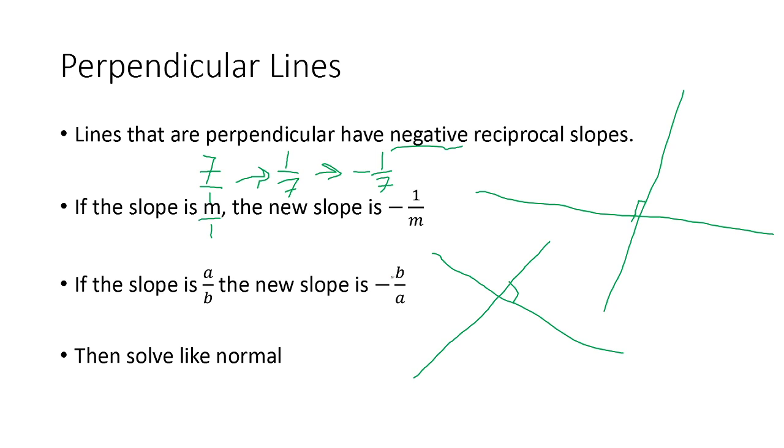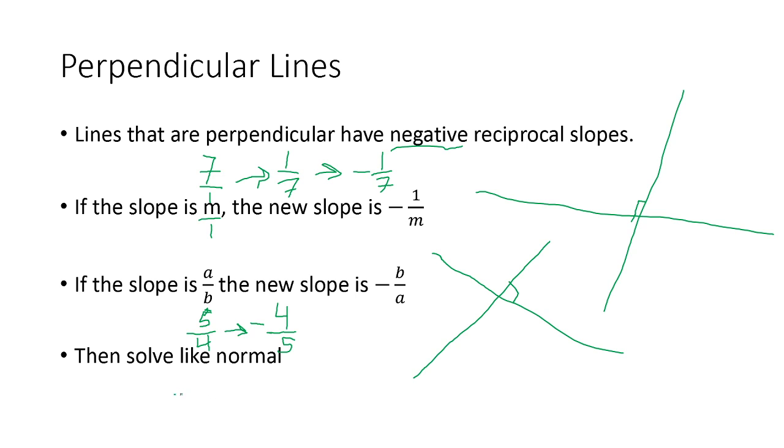Now that's as complicated as it gets for perpendicular lines. If you have a slope that's like a over b, like 5 over 4, some fraction slope, flop it. Flip the numerator and denominator, and it turns into 4 over 5. Then make it negative. That's negative reciprocals. When I say make it negative, if it's already negative, you're going to make it positive.